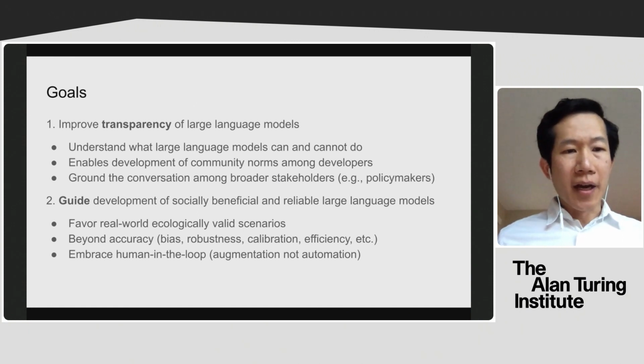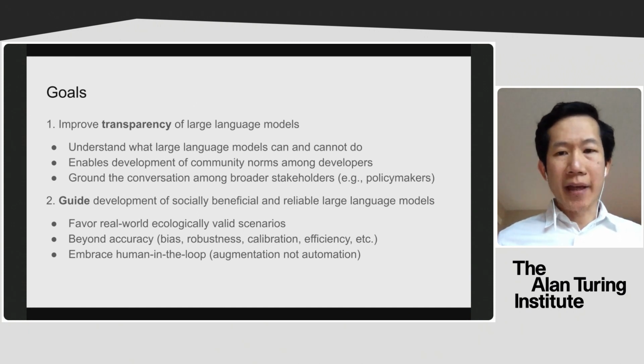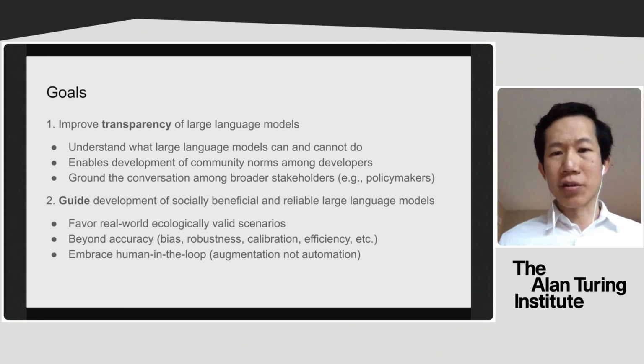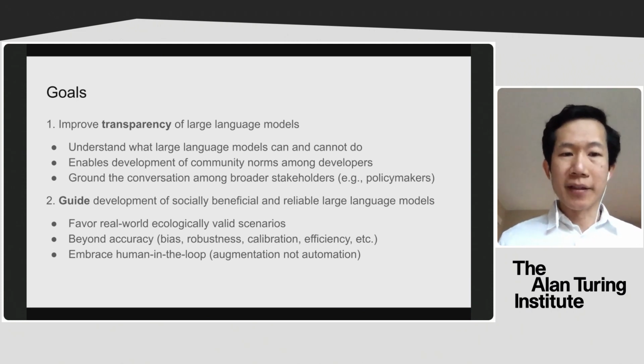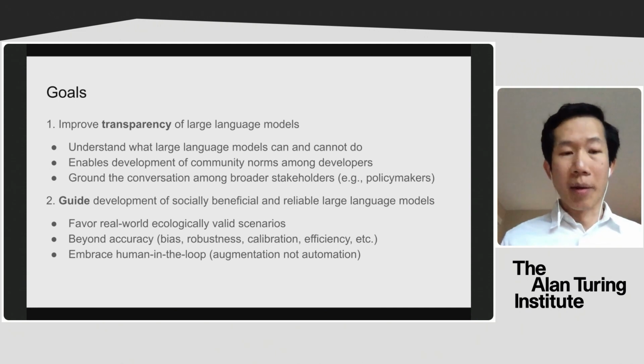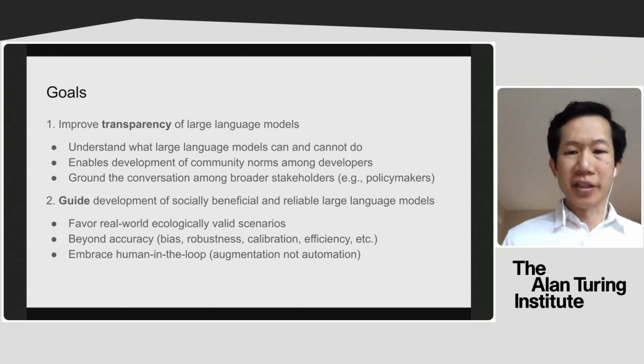So the second point I want to make is that we want to design this benchmark to ultimately guide the socially beneficial development of these language models. From that perspective, we want the scenarios that we're testing to be ecologically valid so that they occur more in the real world. We want to go beyond just accuracy, which has dominated benchmarking thus far, and look at bias, robustness, calibration, efficiency, and so on. And we ideally would like to embrace more human-in-the-loop evaluation. We don't do this explicitly in HELM, but I'll mention another project at the end of the talk.